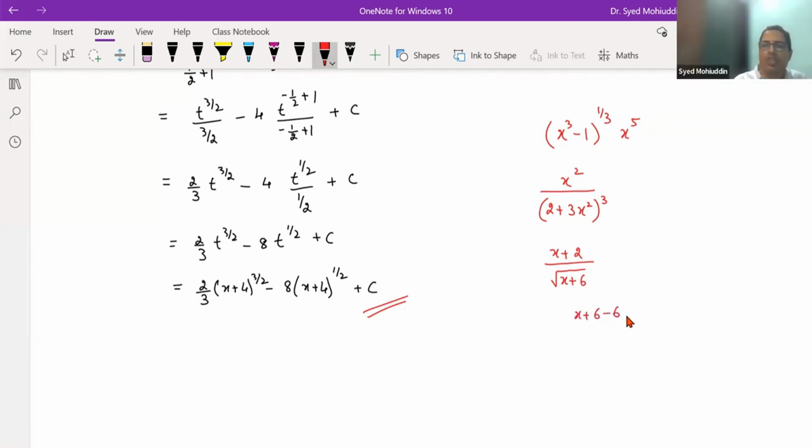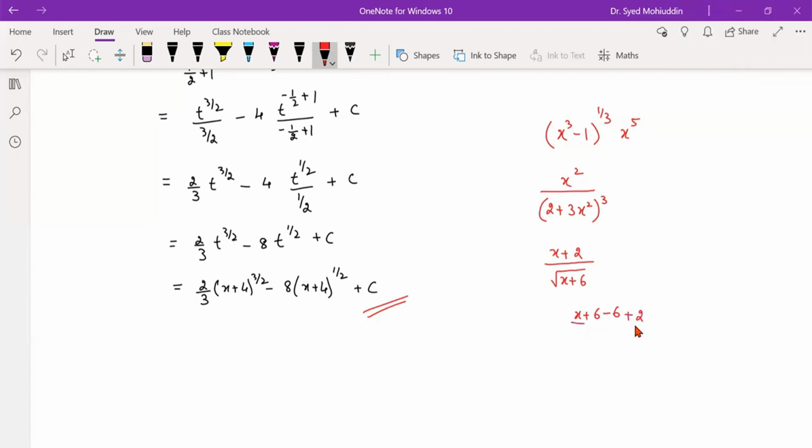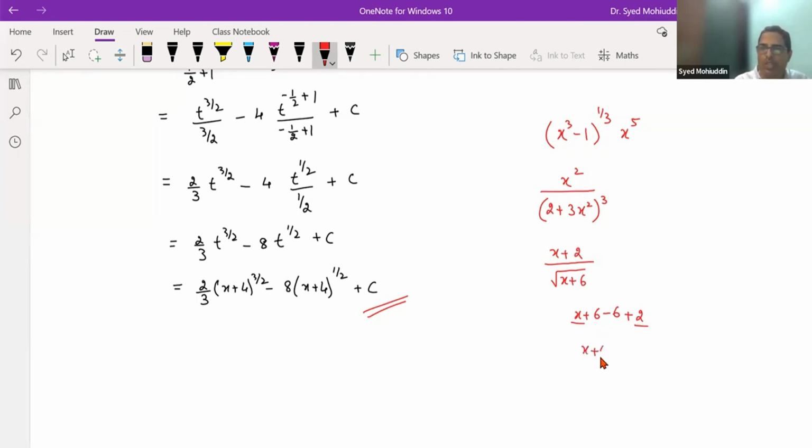Don't be confused with this plus 2. Plus 2 will remain as it is. I have kept this value as it is, right? I've just added 6, subtracted 6. That's all. This x plus 2 has not changed. Now I'll group this x plus 6 as it is. Minus 6 plus 2 will be what? Minus 4. And divided by this will remain the same.